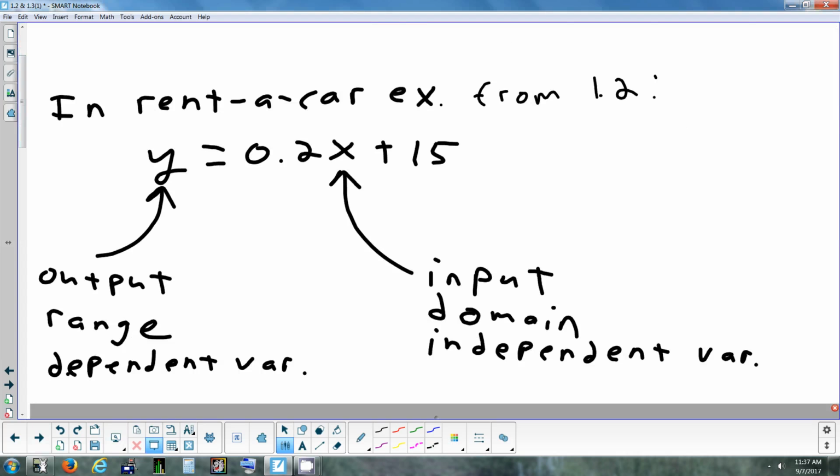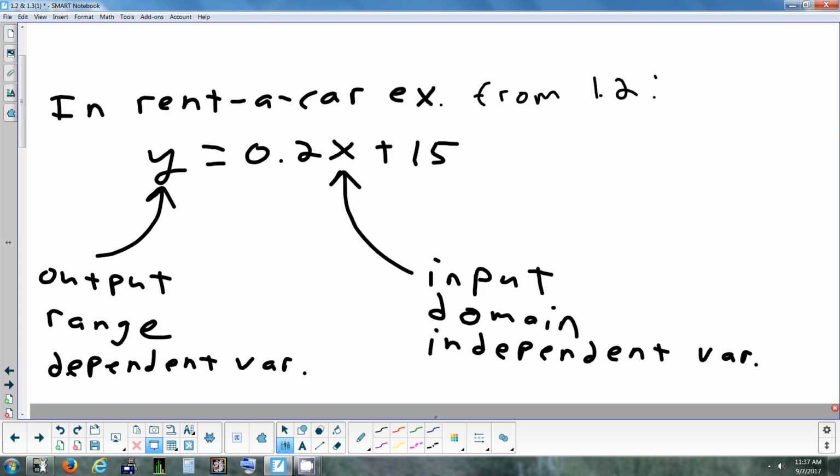Or some other names for those variables, x is the domain. So when you think about domain, think about what makes sense. If x is number of miles you're driving, domain shouldn't be negative numbers. You can't drive negative miles. The domain in our problem was x values from 0, as high as you want to go, however many miles you want to drive.